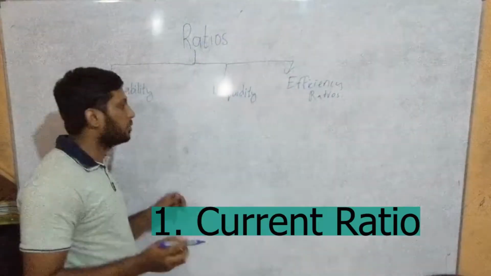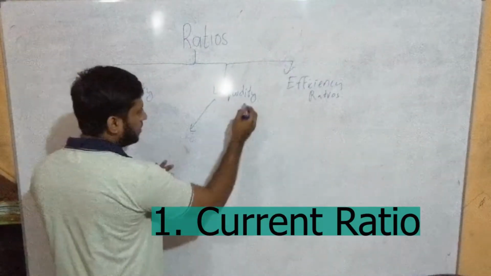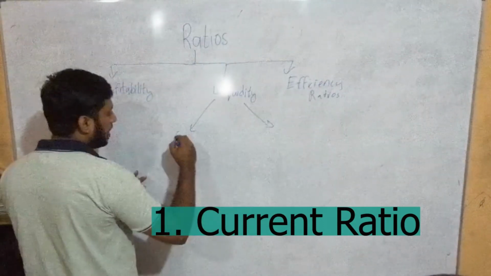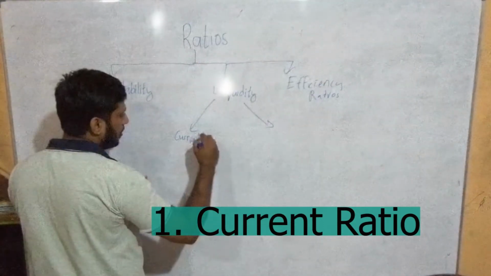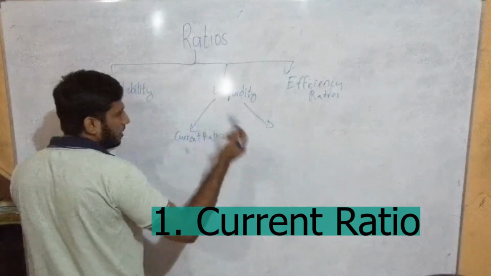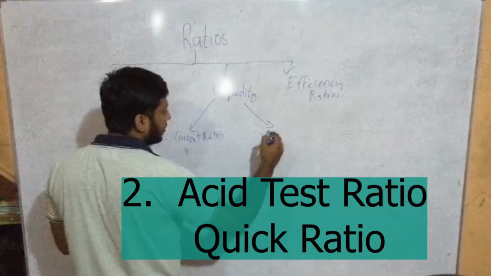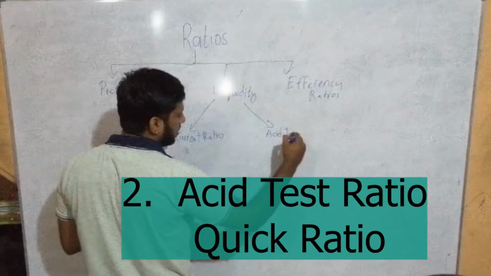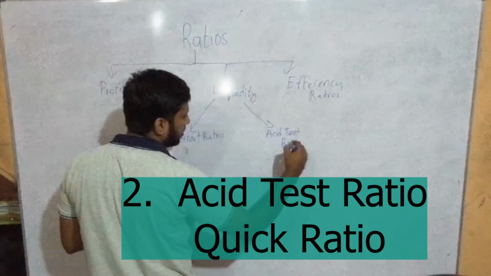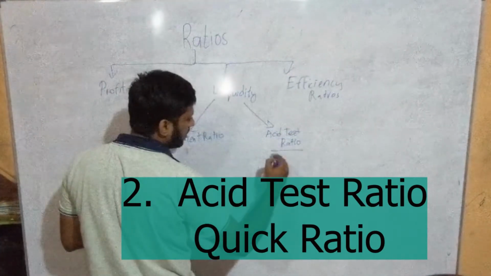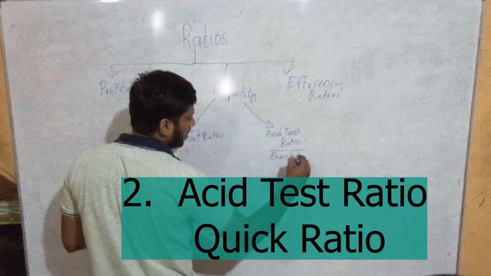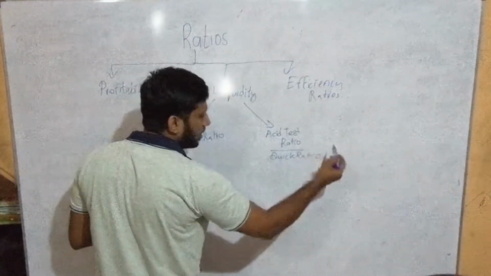According to liquidity ratio, there are two ratios you need to know for your exams. Number one, I can start with current ratio. Your examiner loves this ratio, I don't know why. When it comes to the second ratio, we say it as acid test ratio, or we can also say it as quick ratio. So this is what I'm going to explain to you now.